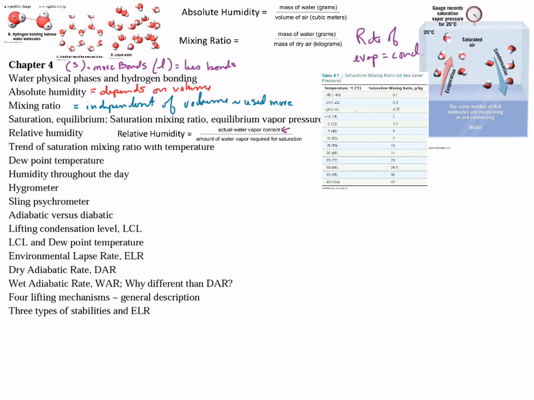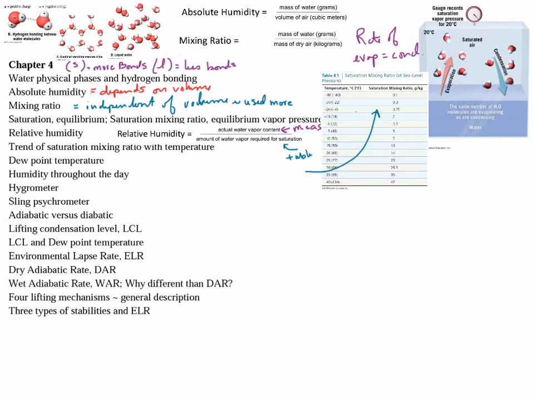And related to that is this idea of saturation mixing ratio and equilibrium vapor pressure. Right here, I know this is hard for you to read this table, but the first column is temperature, and that second column is the one you use to calculate relative humidity. That's the saturation amounts.